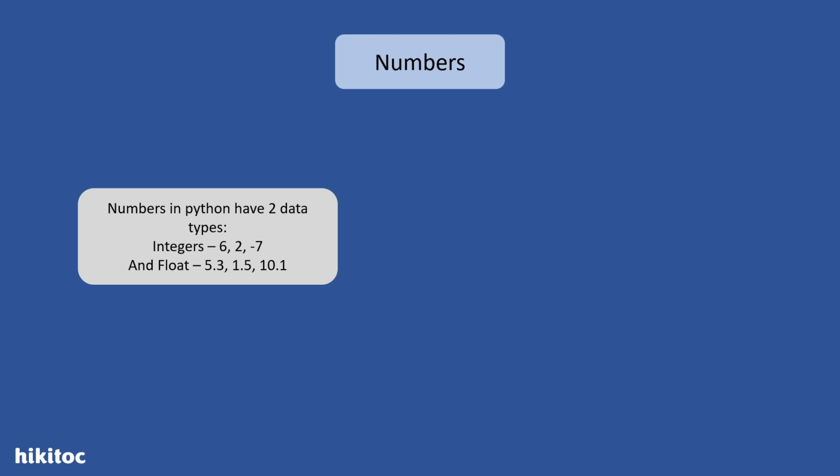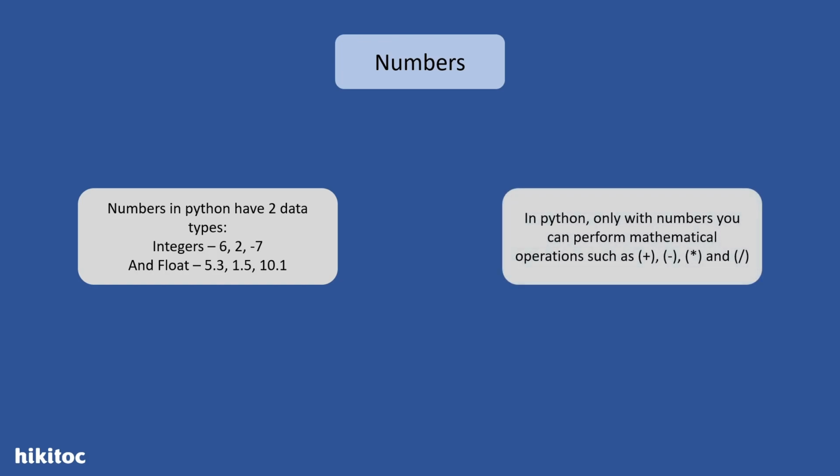Floating point numbers, or floats, represent numbers with decimal points. They can also be positive, negative, or 0. For example, 5.3, 1.5, 10.1, or pi, which is 3.14. Python uses the float data type to store and manipulate these numbers. Python provides built-in support for performing arithmetic operations on integers and floats, such as addition, subtraction, multiplication, division, and exponentiation.